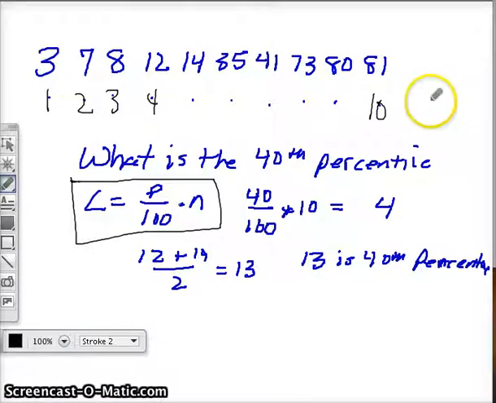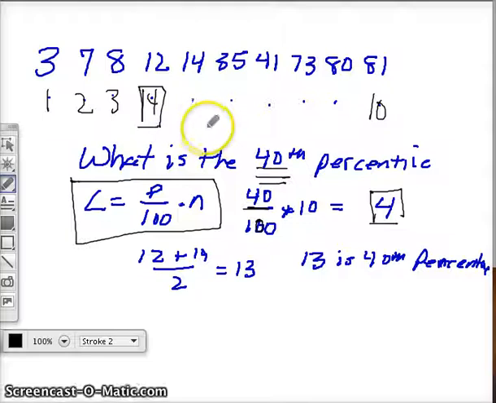So here's an interesting question. Of these 10 numbers, what is the 40th percentile? Well, that's a good question. I'm going to use this formula. P is 40, 40 over 100, times n, which is the number of numbers. In this case, it's 10. And I get the number 4. So 4 is this number right here.